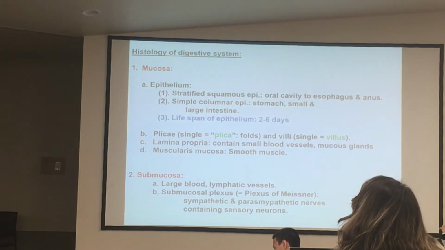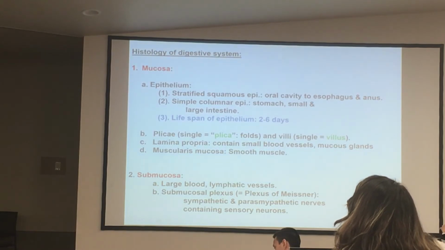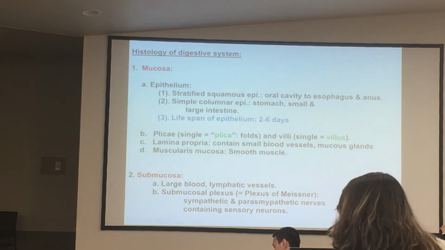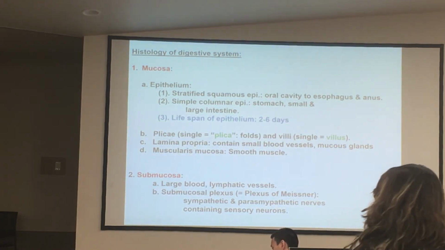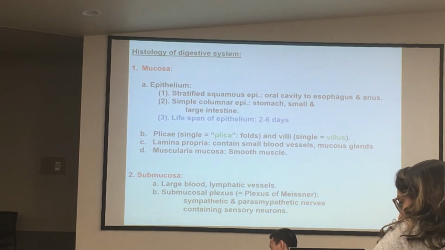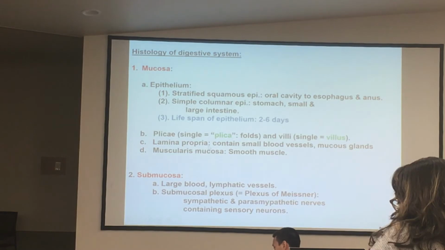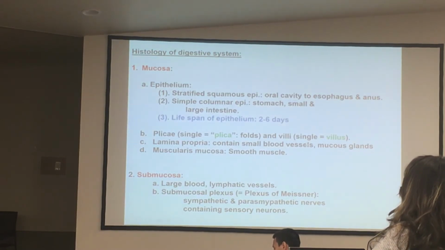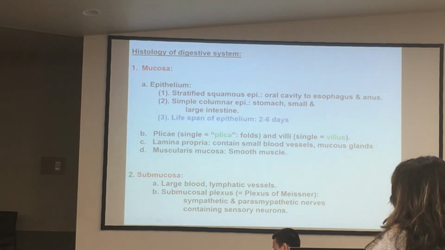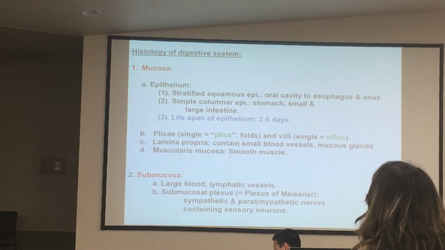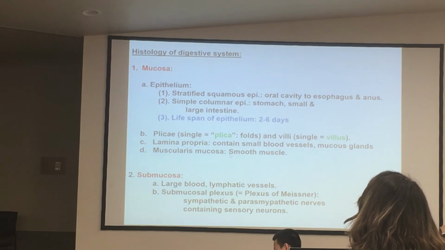The folding structure, the big one, we call plica, okay? And then the small one we call villus, single one called villus. And lamina propria is in between the structures, and has small blood vessels and mucus glands. Muscularis mucosa will be the innermost layer of mucosa, between the mucosa and the submucosa.